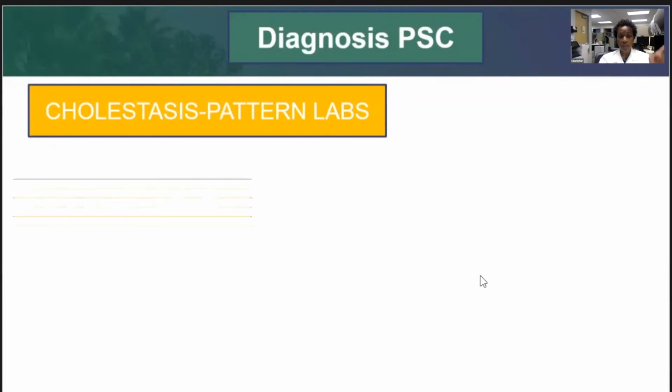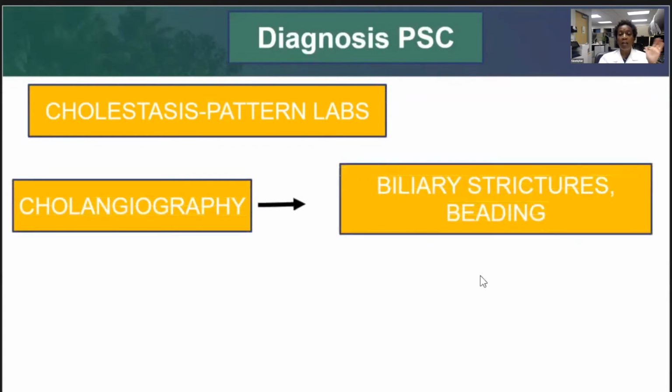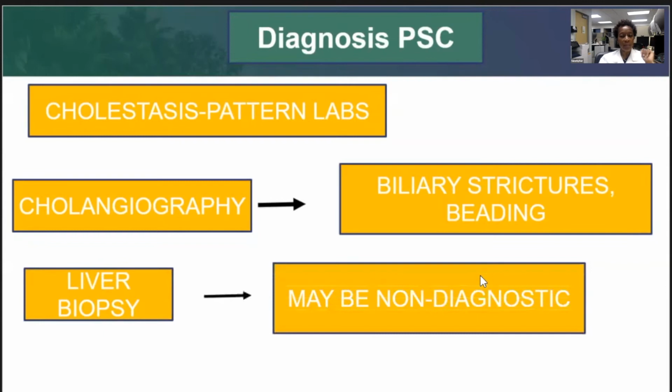Cholestasis pattern labs, we talked about that. Cholangiography, MRCP, we talked about that. That will demonstrate biliary strictures and beadings. And liver biopsy, we rarely need that, and it may not be diagnostic. So let's take a look at some imaging.